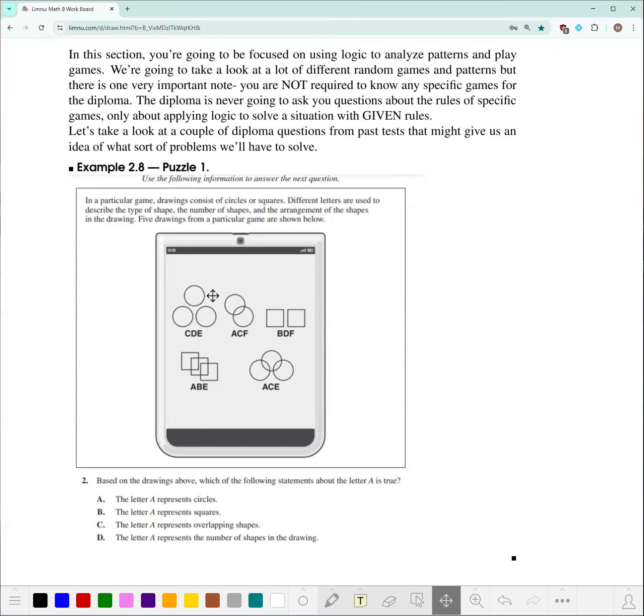Here's our first kind of puzzle. In a particular game, drawings consist of circles or squares. Different letters are used to describe the type of shape, the number of shapes, and the arrangement of the shapes in the drawing. 5 drawings from a particular game are shown below. Based on the drawings above, which of the following statements about the letter A is true?